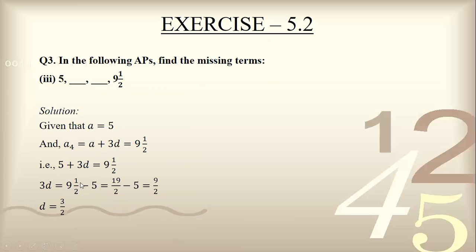This is a mixed fraction. We'll convert it to an improper fraction. 19 by 2 minus 5. So, we get 9 by 2. So D will be 3 by 2, 9 by 2 divided by 3. So we got A, we got D also. We just have to find A2 and A3.